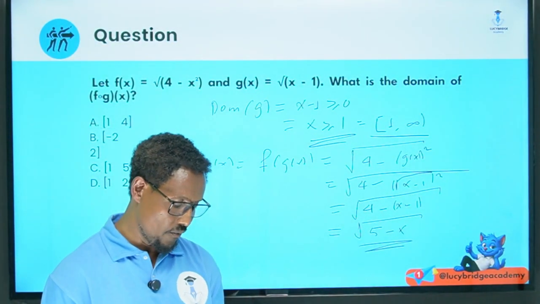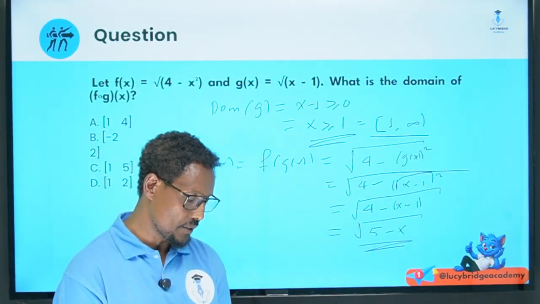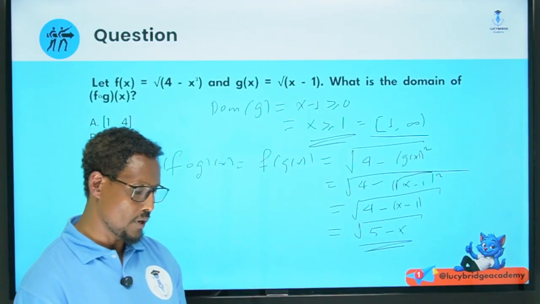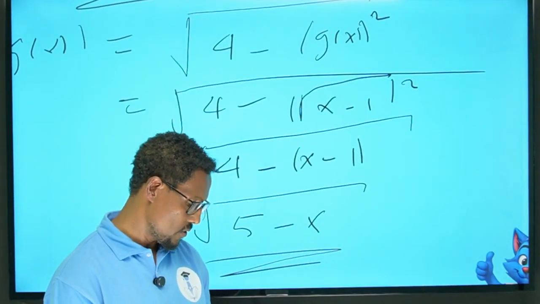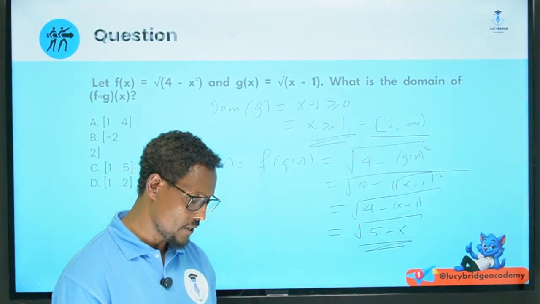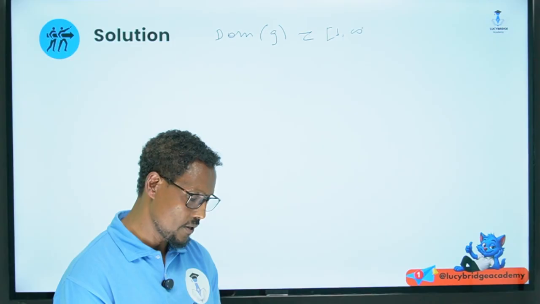Now what is the domain of fog? Domain of g of x: what did we say? The domain of g is from 1 to positive infinity.